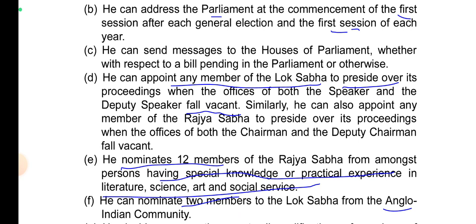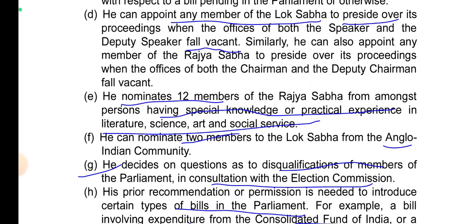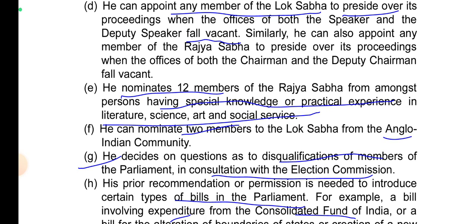He can send messages to the Houses of Parliament, whether with respect to a bill pending in the Parliament or otherwise. He can appoint any member of the Lok Sabha to preside over its proceedings when the offices of both the Speaker and the Deputy Speaker fall vacant. Similarly, he can also appoint any member of the Rajya Sabha to preside over its proceedings when the offices of both the Chairman and the Deputy Chairman fall vacant.